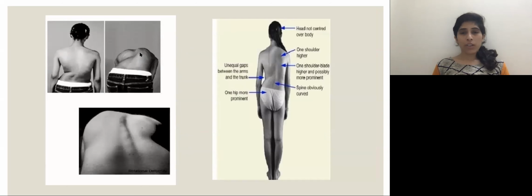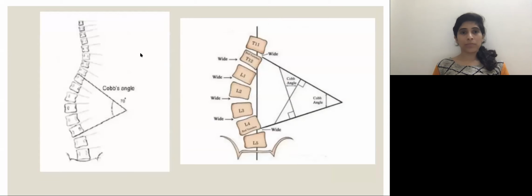If the curve does not disappear, then that is structural scoliosis. Then we'll check for the Cobb's angle. It is a radiographic measurement. Once the X-ray is taken, they will do this measurement.